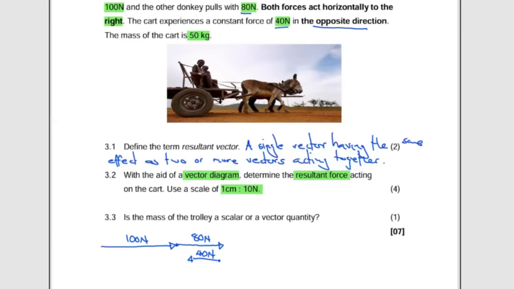Then after that, I'm asked to determine my resultant. Generally, to determine our resultant, we choose a direction, maybe to the right, as being positive. So everything going to the right has to be positive. Therefore, I'm going to have 100 being positive, plus 80, which is positive, but my 40 is heading in the opposite direction, so I'm supposed to subtract that one. Therefore, at the end of the day, I'm going to get a value of what?